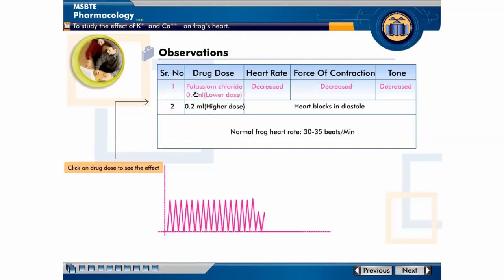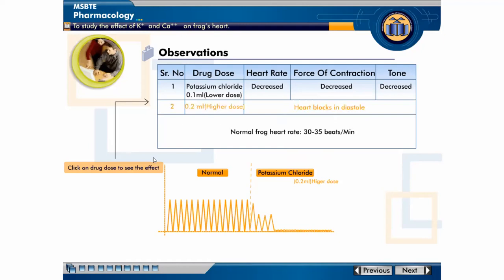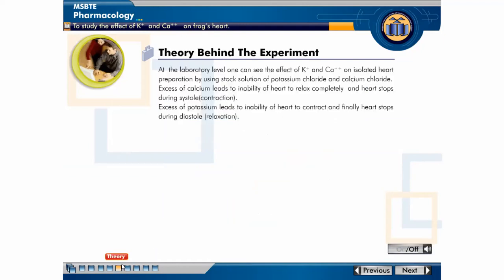Then potassium chloride, increased or decreased? Decreased. And when we inject a higher dose, then heart blocks in diastole. म्हणजे रिलॅक्सेशन होता heart block होतं. Heart block in the diastole. Relaxation मध्ये heart stop होतं. This is about our experiment at the laboratory level. Theory समजली तुम्हाला?